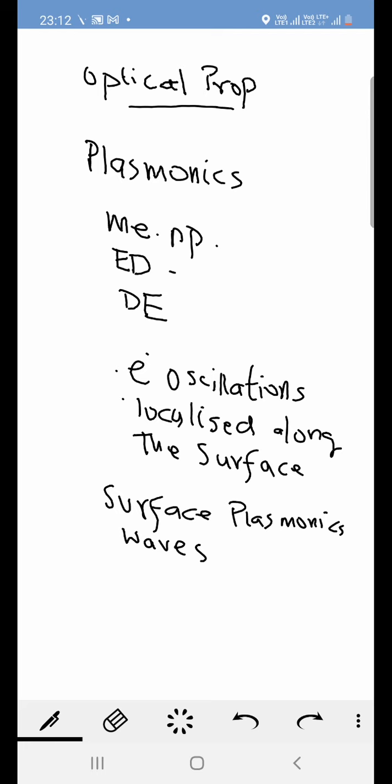Now, the metallic nanoparticles that we talked about can be nano rods, they can be nano shells, they can be nanoscale films, and they can even be islands.